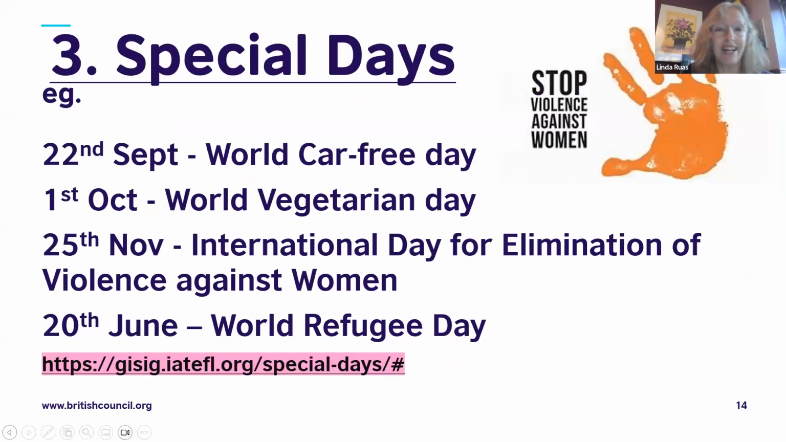Another way of bringing in the Sustainable Development Goals is through special days. Did you know that the 22nd of September is World Car-Free Day? And then the 1st of October is World Vegetarian Day. In November, there's the International Day for Elimination of Violence Against Women.